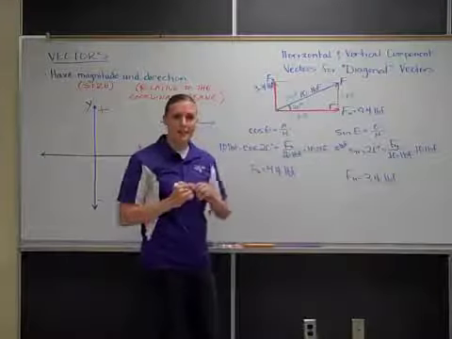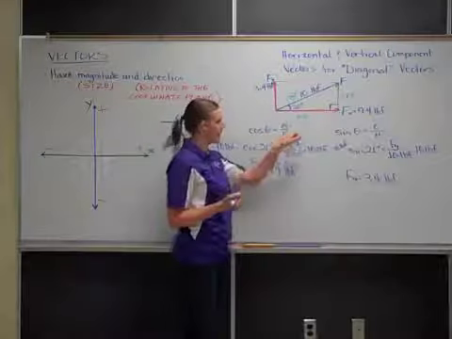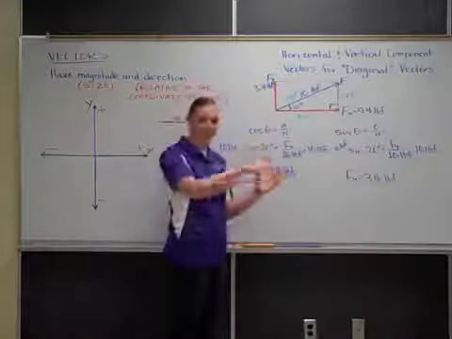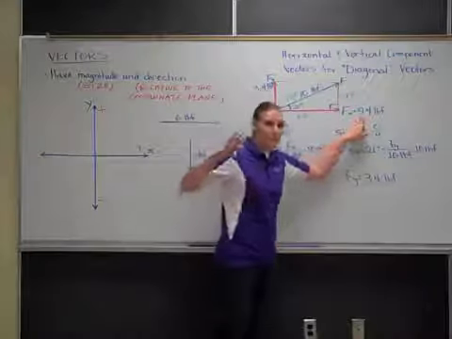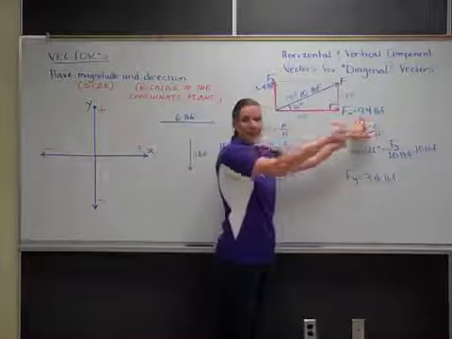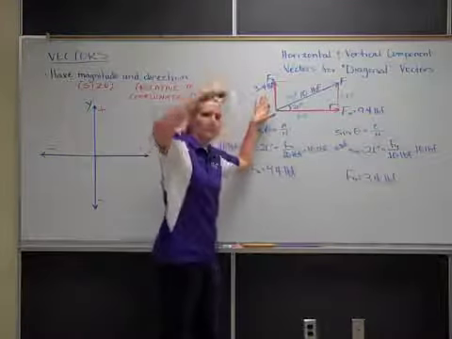So what this tells us is that if there was a soccer ball sitting here, and you kicked it with 10 pounds of force at an angle of 20 degrees off the horizontal, then 9.4 pounds of force would be propelling that soccer ball sideways in the horizontal direction, and 3.4 pounds of force would be propelling it upwards.